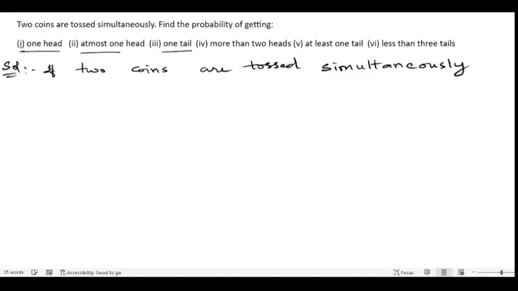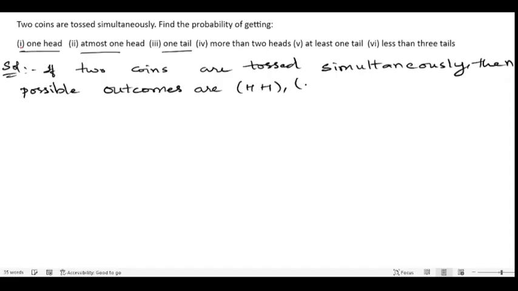So in the solution, first I am going to write what is given. So they have given, if two coins are tossed simultaneously, when the two coins are tossed simultaneously, then we will get the possible outcomes.